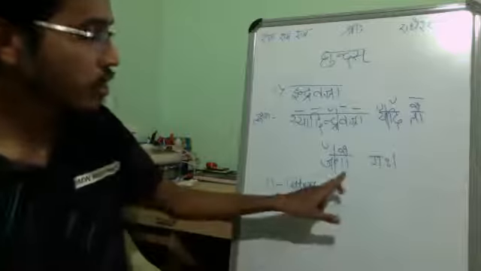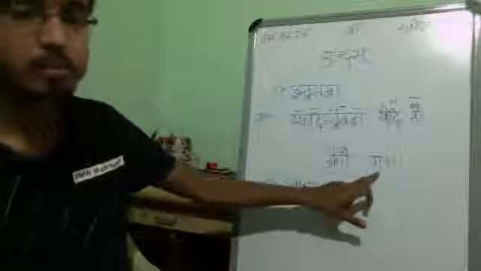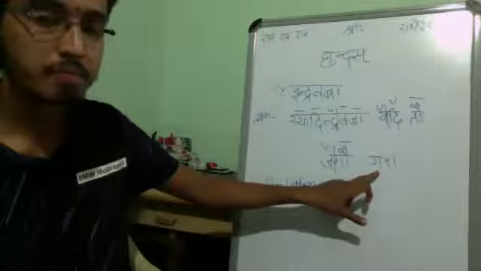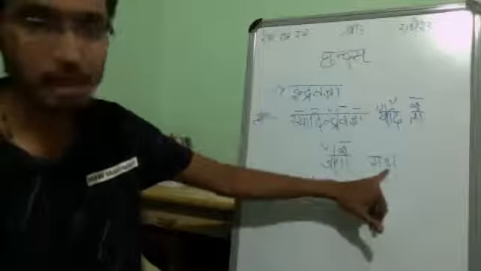Now, come to the last two. Gau, Guru. Guru, Gaha, Laghu. For two reasons it is Guru. First thing is it has a Visarga. Second thing is it is coming at the end of the Pada.